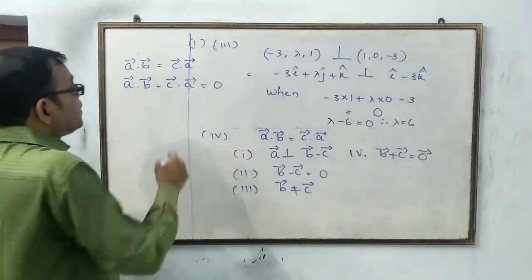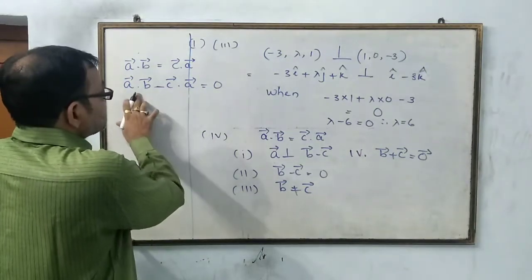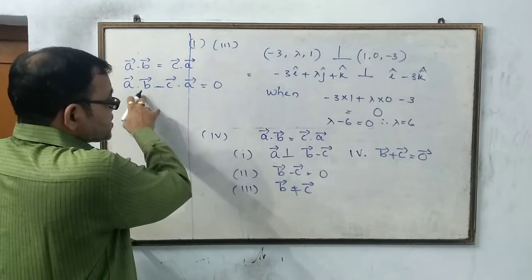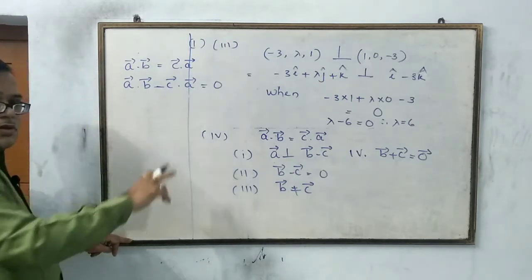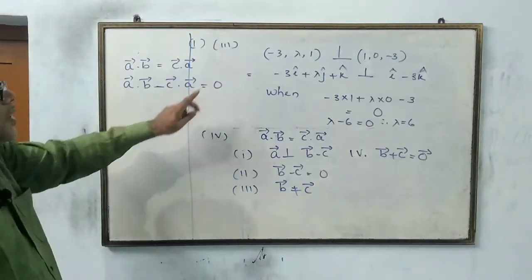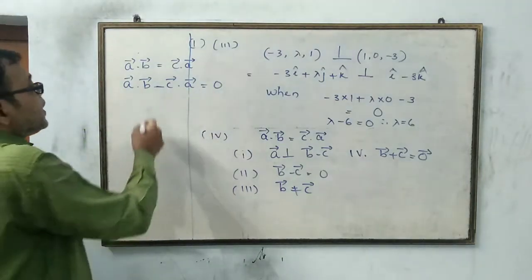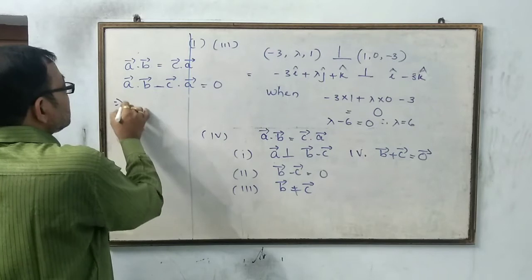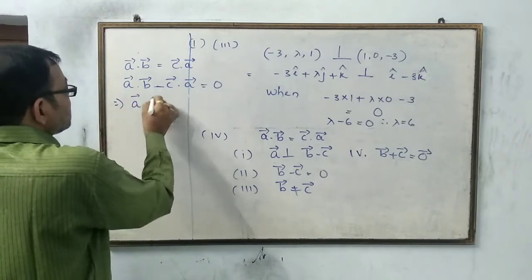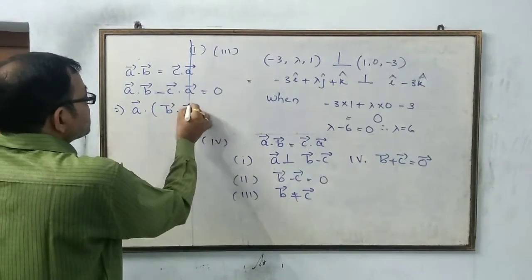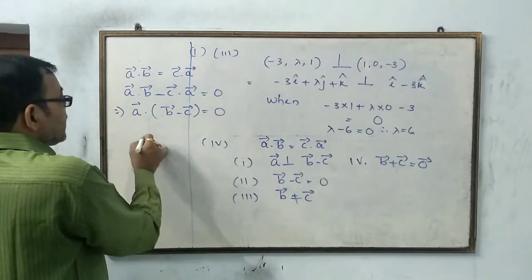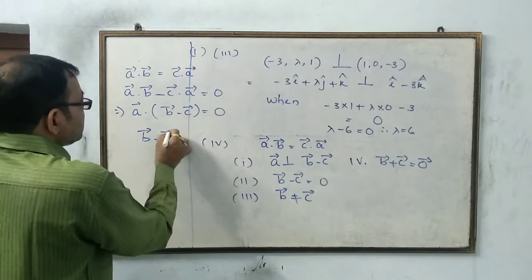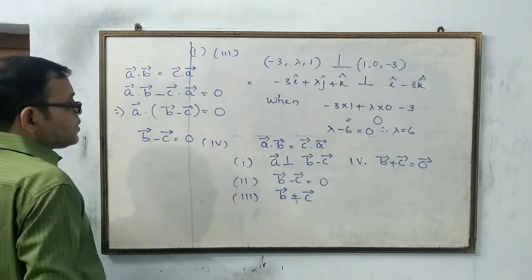This is a dot product and this is a dot product, so this is a scalar quantity and this is a scalar quantity. Scalar minus scalar is scalar, so the answer is 0. A dot B minus C dot A is 0. Take A common: A dot (B minus C) is equal to 0. Therefore I can write B minus C is equal to 0.